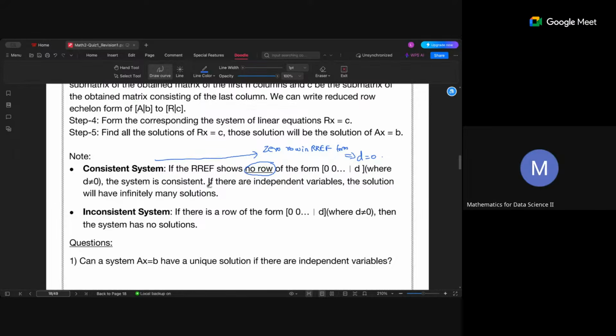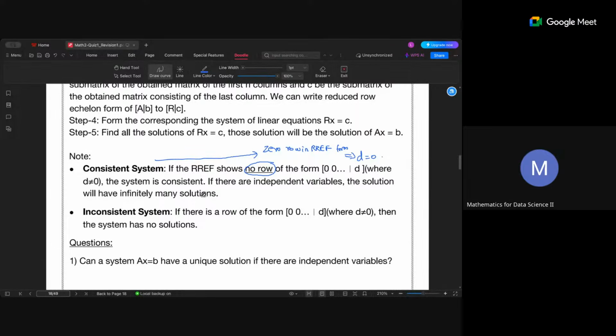See, the consistent system part, the first condition is just saying that a 0 row in RREF form corresponds to D equal to 0. That is the first condition given in consistent system. Please let me complete. When you already have this condition that corresponding to a 0 row, D is equal to 0, you have a consistent system. It means you already know that you have a solution. Whether it is unique or infinitely many depends on whether there are independent variables or not. If there are independent variables, then you have infinitely many solutions.